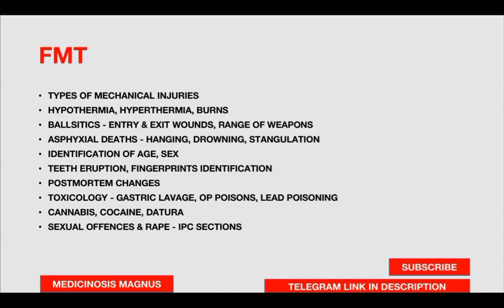In forensic medicine and toxicology, types of mechanical injuries, hypothermia, hyperthermia, burns. This is very, very important. Questions are frequently asked from this. And then ballistics, entry and exit wounds, range of weapons, you should know that. Asphyxial deaths, hanging, drowning, strangulation, identification of age and sex, teeth eruption, fingerprint identification, postmortem changes.